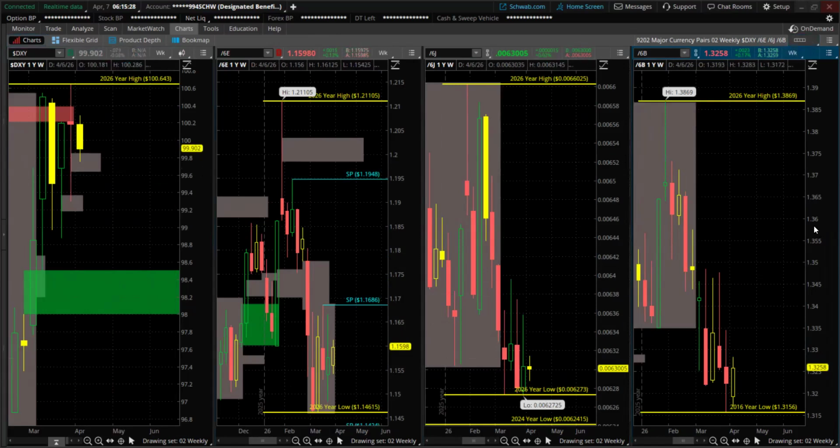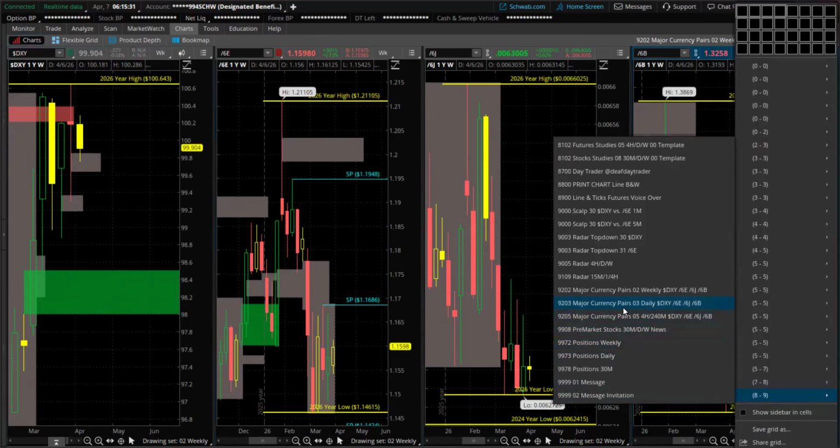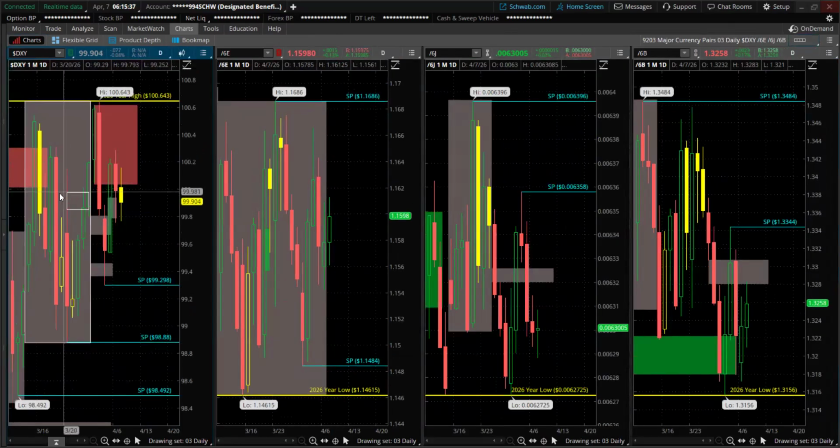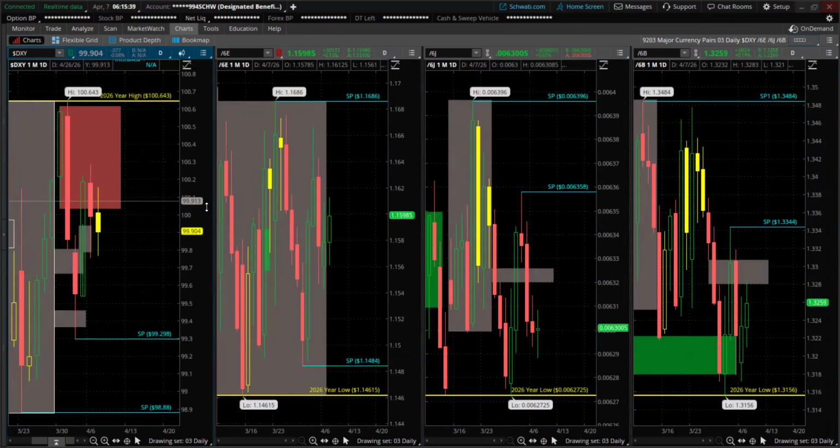Let's take this down to the lower time frame, which is the daily time frame. See the current situation. So these are futures. They've been open since last evening. Far left, US dollar. We're still inside the range of yesterday. You can tell by the yellow candle.